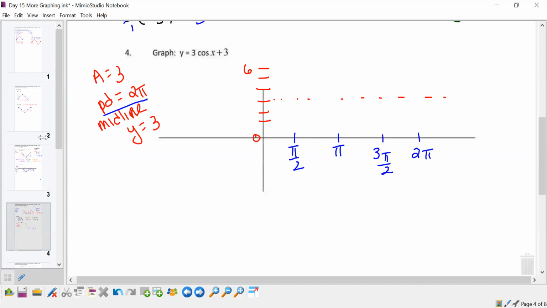And the cosine pattern is maximum, midline, minimum, midline, maximum. Turn it around at the maximum, arrows on the end.